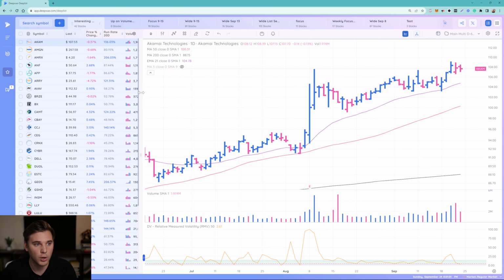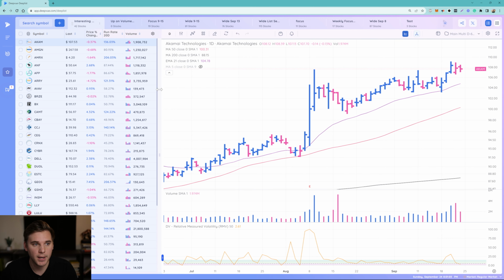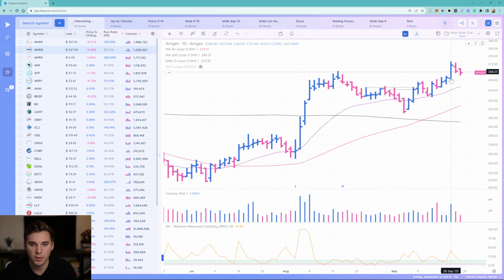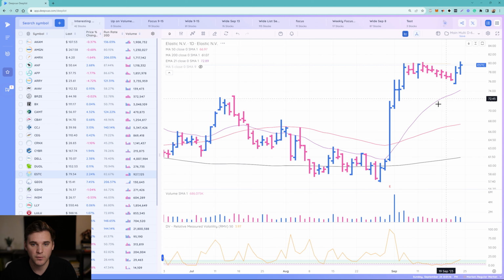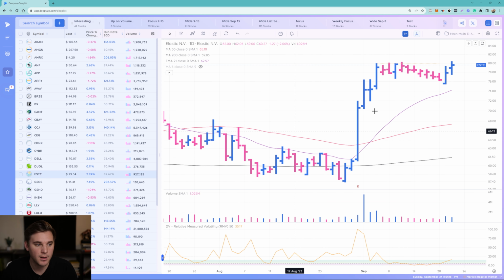In terms of overall groups that are acting well, still some software stocks are holding up there. Insurance is acting well, oil and gas, biopharma, Amgen's been acting pretty well and holding up decently. ESTC in the software space is probably one of the strongest out there. But there's no super clear leading group in the growth space at this moment.